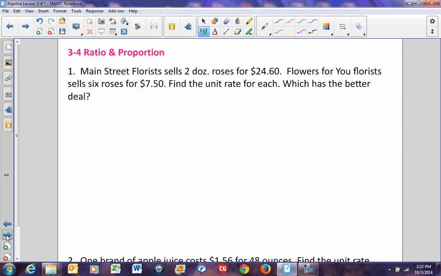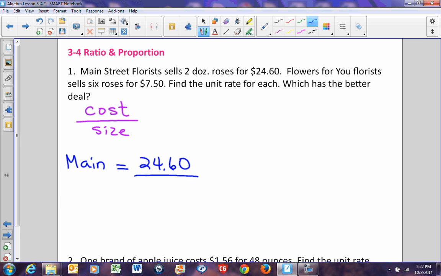Now, whenever you're finding a unit rate and it deals with money, you always find the unit rate by taking your cost and dividing it by your size. Whether your size is in number, quantity, or ounces, pounds, whatever. So, if we're going to talk about Main Street, I'm going to do these in 2 different colors. Main Street florist, I'll do in blue. Main Street sells 2 dozen roses for $24.60. So $24.60 for 2 dozen. 2 dozen is 24 roses. Okay, because 2 times 12 equals 24.